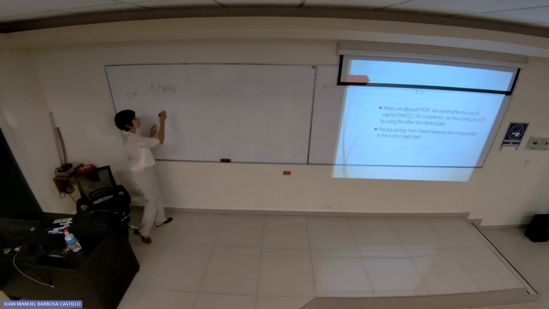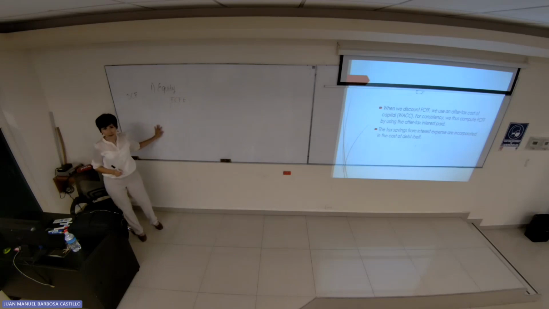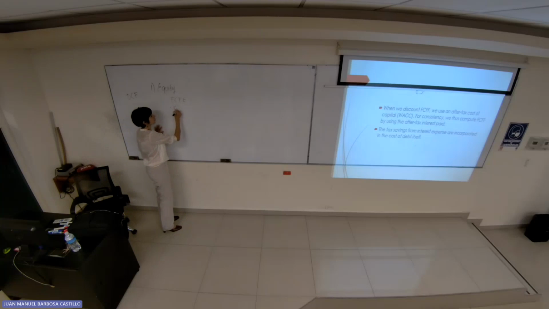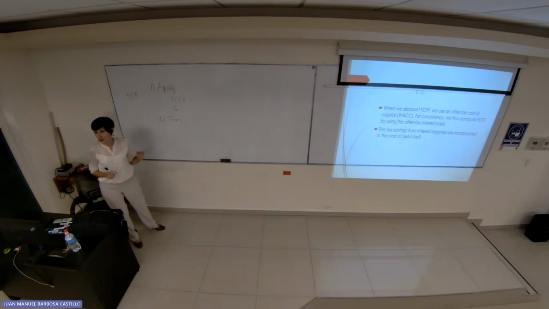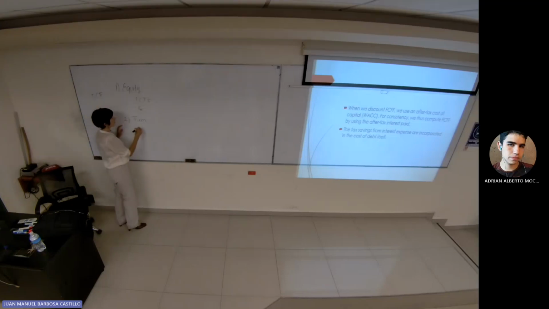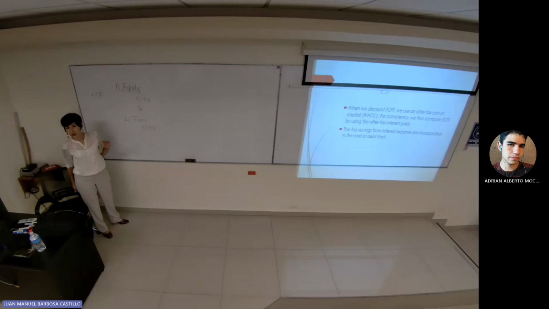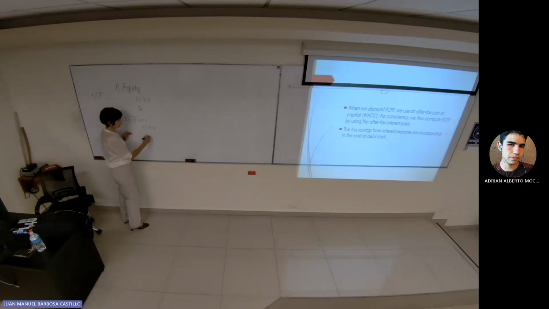Free cash flow to equity. Right, free cash flow to equity. And what discount rate do you use? Cost of equity. If you want to value the firm, which cash flow can you use? As discount rate, you should use what? Correct. Okay?